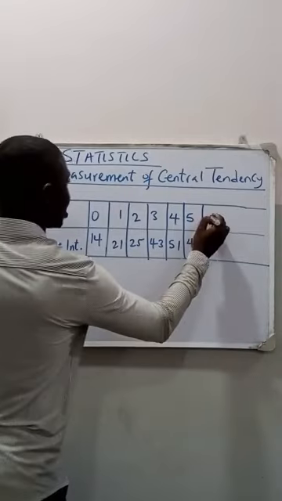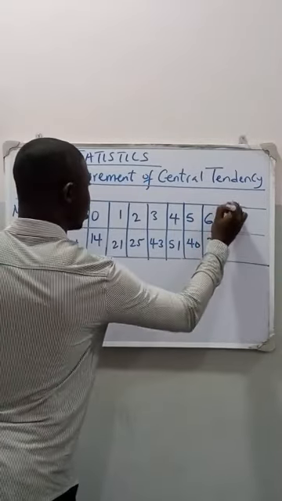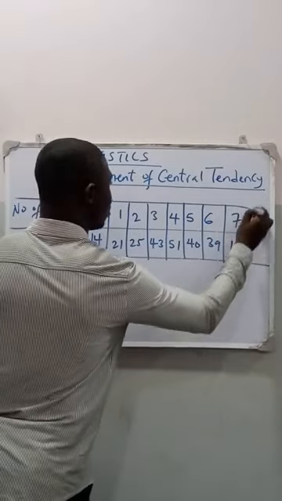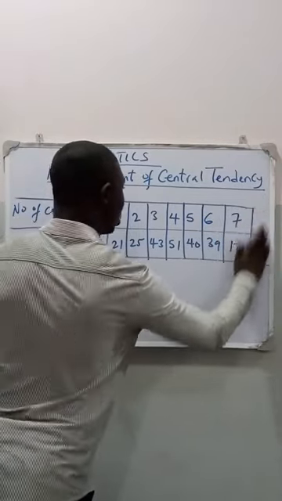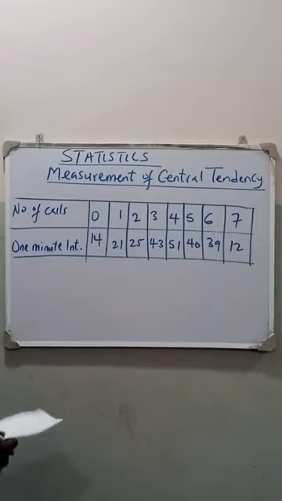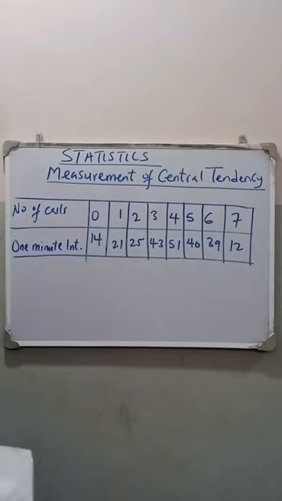Followed by 6 to 39. And followed by the last one, 7 to 12. So these are the data given to us, containing the number of calls and the minute interval. We are to obtain the mean of the calls per minute.